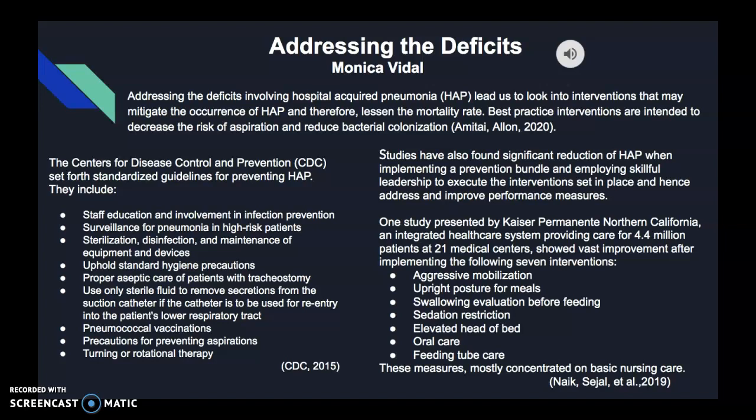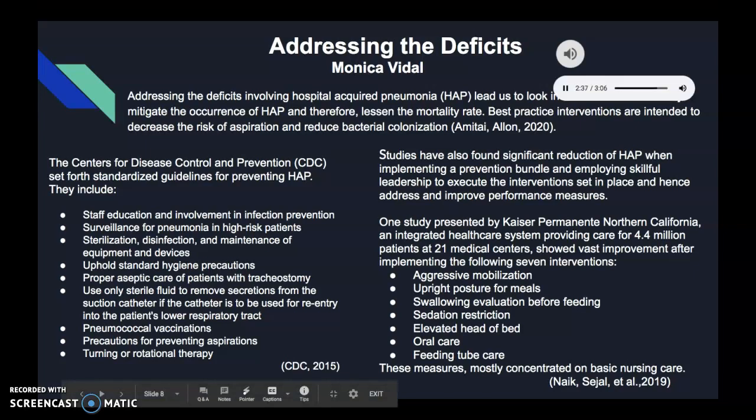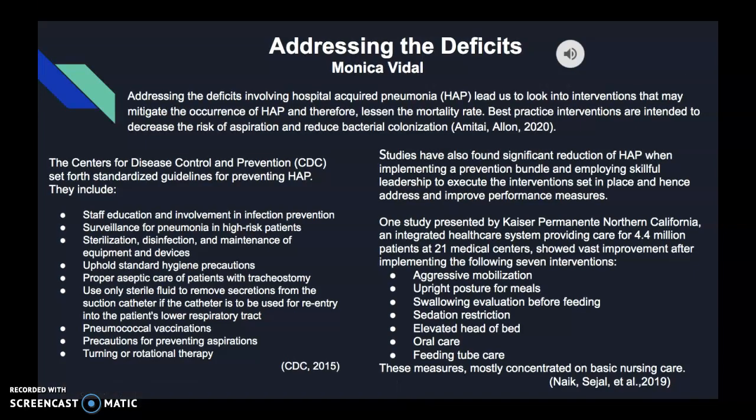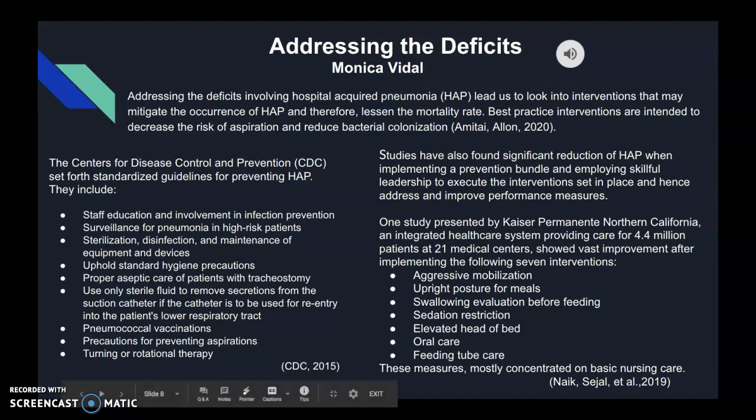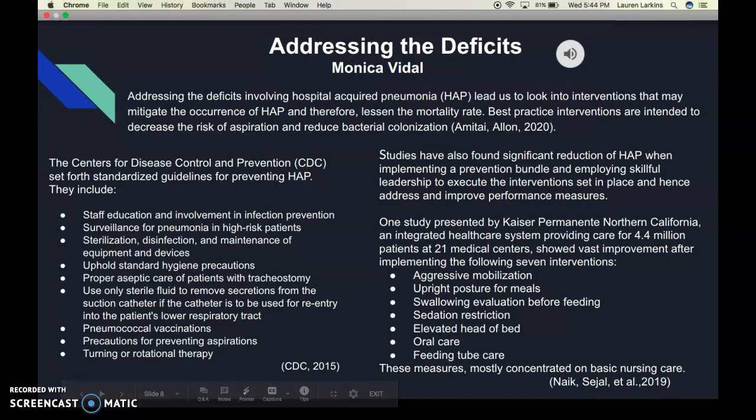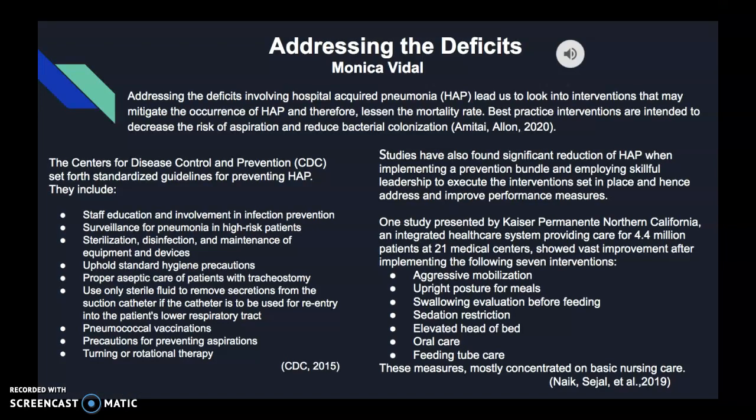Some of them include aggressive mobilization, upright posture for meals, swallowing evaluation before feeding, sedation restriction, elevated head of the bed, oral care, and feeding tube care. These measures are mostly concentrated on basic nursing care, which has been shown to be effective in the prevention of these type of infections.